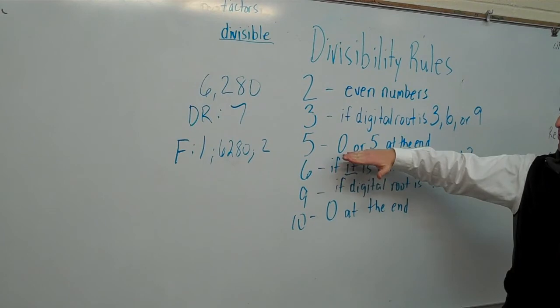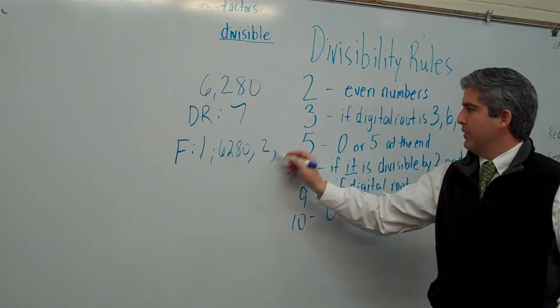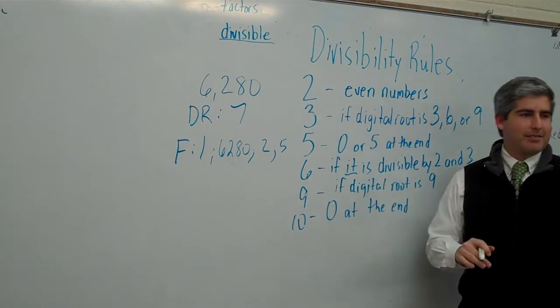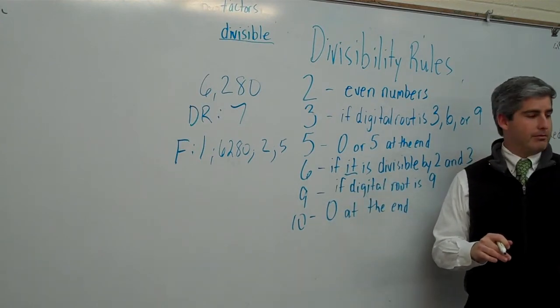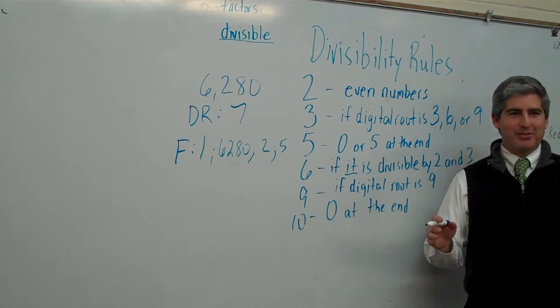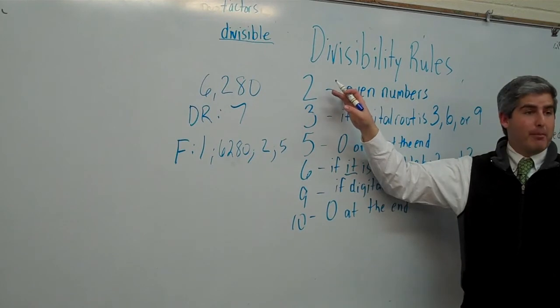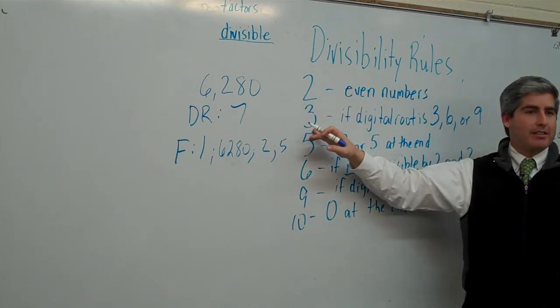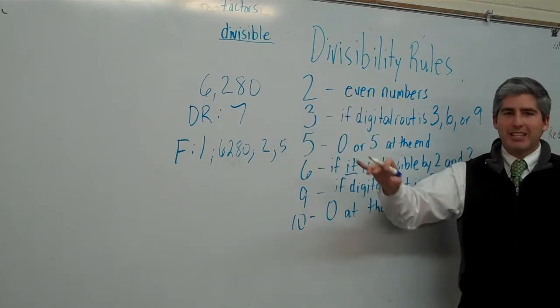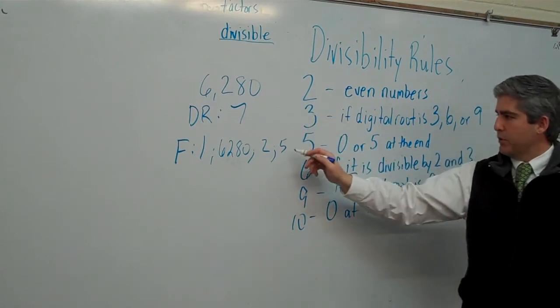Alright? Divisible by 5? Yes. Absolutely. It ends in a 0. Absolutely it's divisible by 5. 6? We know it's not going to work. Who says yes? It's half. Who says no? Okay, we're kind of split on this. Well, it is an even number, but is it divisible by 3? No. We just said it's not. We're not listening very well. So, it's not divisible by 6.